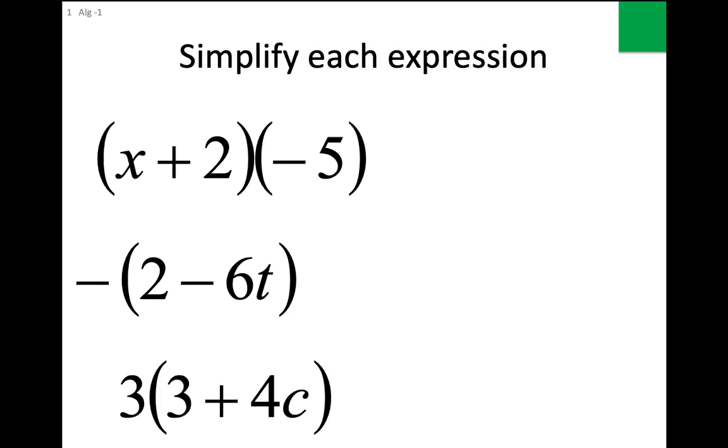Negative 5 times x will be what? 0x minus 5. Boom, look at you. That one's right. Do the next one. We don't need to put plus. We don't need to put any extra signs ever. Just put the signs that are there. When you multiply the first one, you got negative 10. You multiply the second one, you got negative 5x. Negative 5x minus 10.